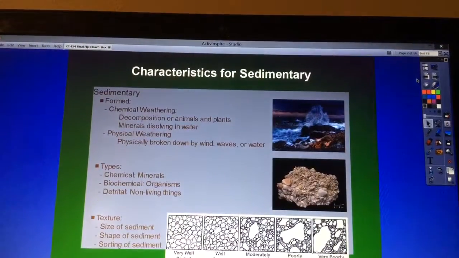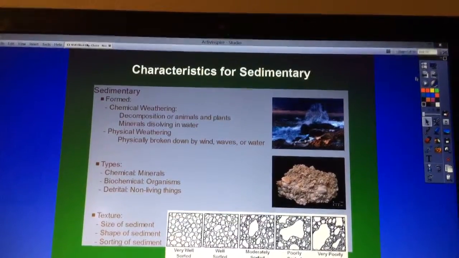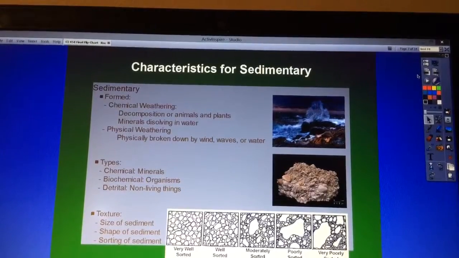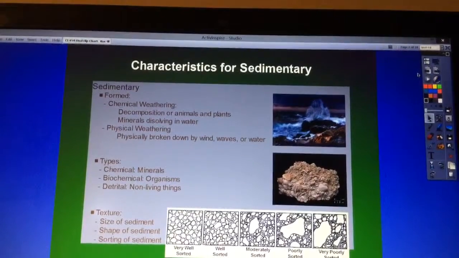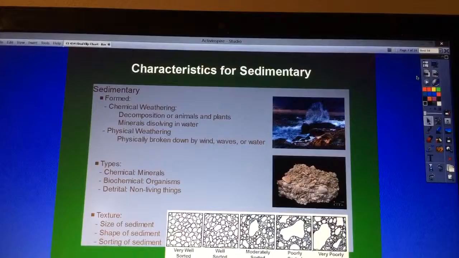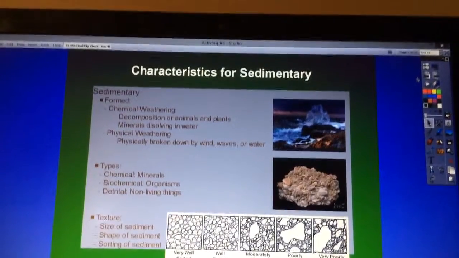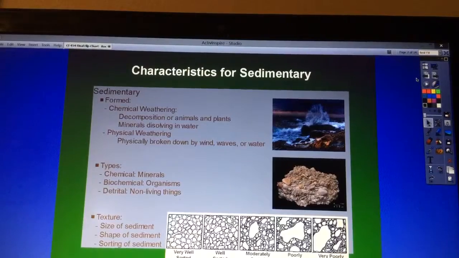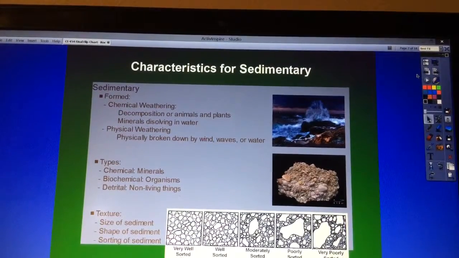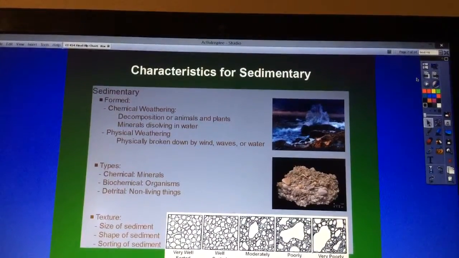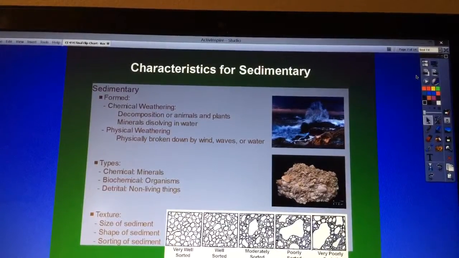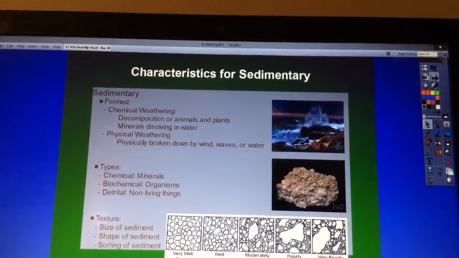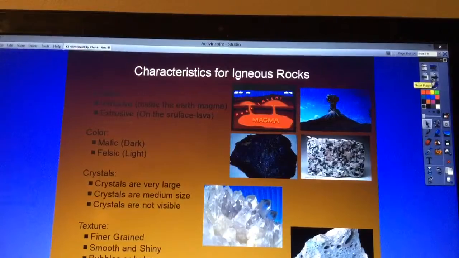So this next slide is characteristics for sedimentary, which we talked about how they're formed, the different types, and the texture, and I have a picture for each one. I'm sticking with the solid background so I can focus on the content and the students do not get confused. And I have a chart down below for the texture, and so students can compare this chart to the rocks on the table. I do the same thing for igneous rocks.